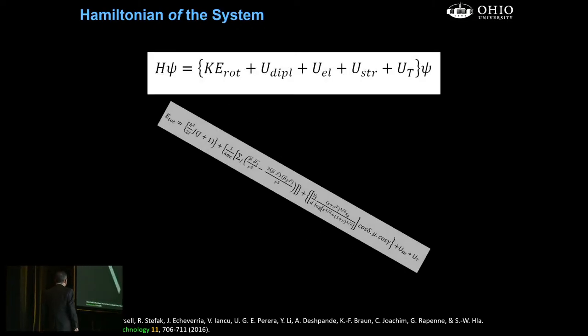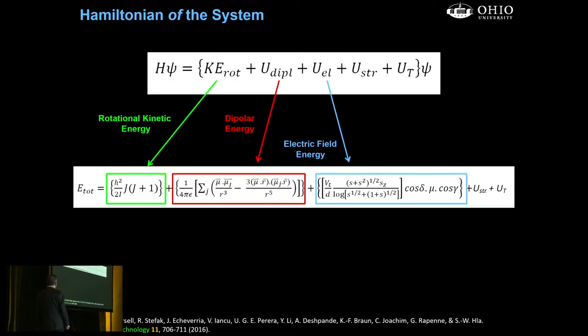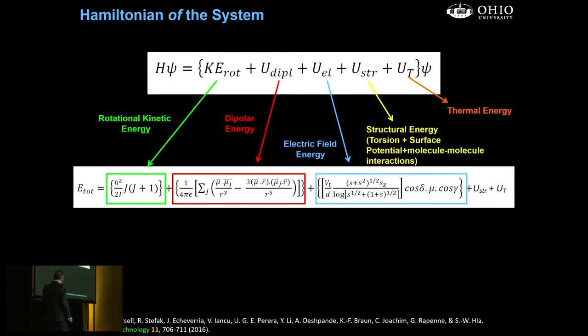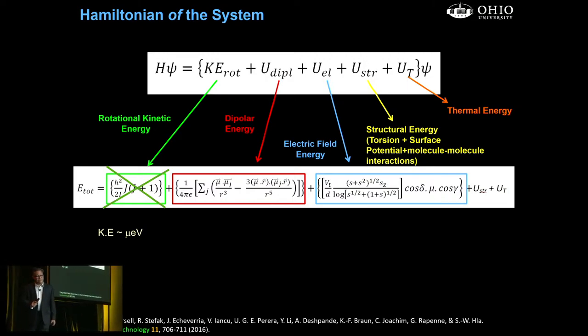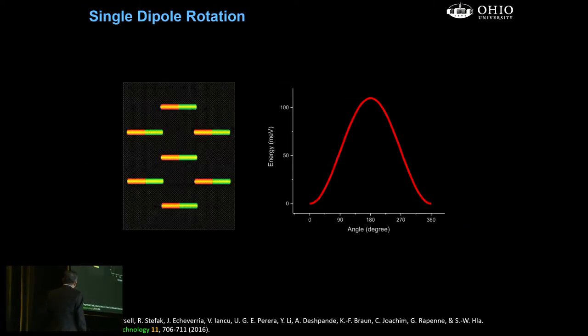All right, now to understand that, I want to explain briefly with the Hamiltonian system. If we look at it, it turns out that the kinetic energy part is very small. That's why I said it's quantum. In fact, the kinetic energy for this is only microelectron volts. So we cannot use standard mechanical engineering concepts to understand these machines. We have to use quantum mechanics, or quantum mechanical engineering. Now, the most important part here: the electric field and the dipolar energies are the two terms that are more important for the operation.